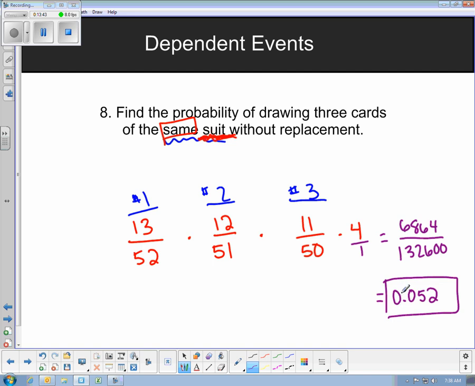Okay. So independent and dependent events. Mutually exclusive and inclusive events. You have to decide a couple things. 1, do you multiply or add the probabilities? And 2, is there anything that overlaps or changes from one probability to the next?